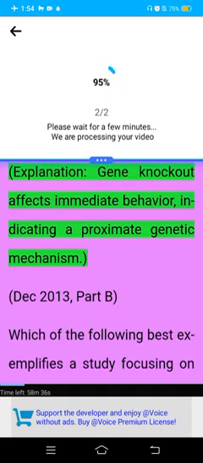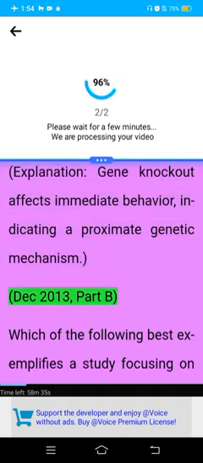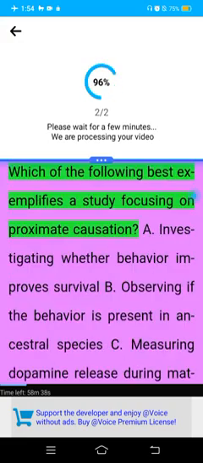Explanation. Gene knockout affects immediate behavior, indicating a proximate genetic mechanism. December 2013, Part B. Which of the following best exemplifies a study focusing on proximate causation?